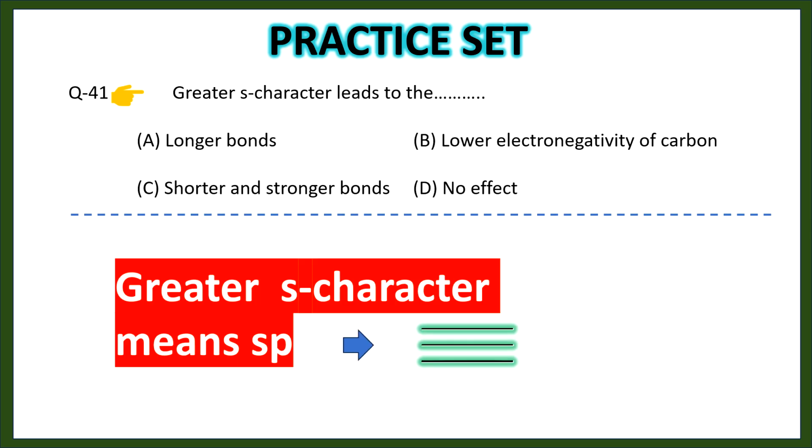Now this is the question where the greater s character leads to which option? Option 1 is longer bond, lower electronegativity of carbon, then shorter or stronger bond, and no effect. Here greater s character means sp only, means triple bond. So the correct option here is shorter and stronger bond.